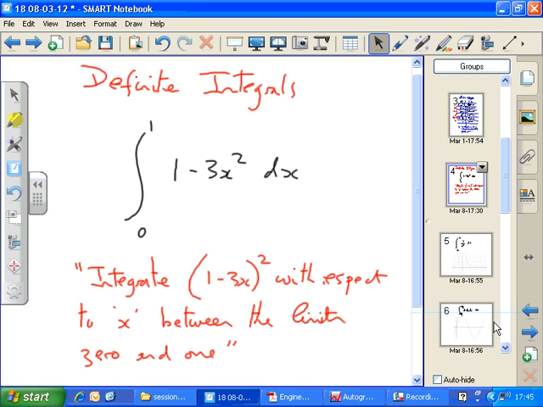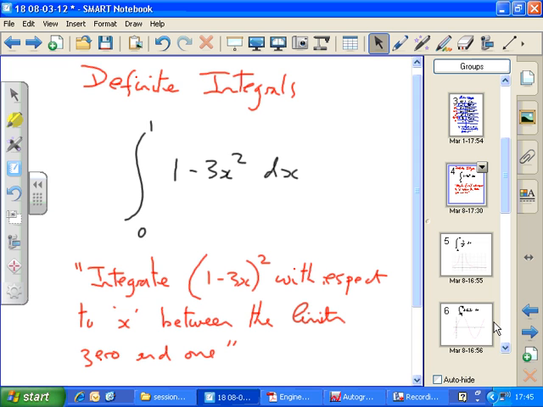Okay, so following on from last week where we were looking at basic integration methods and using that table of integrals, now we want to look at definite integrals. And the definite integral would be like this. For example, I'm integrating the function 1 minus 3x squared with respect to x between the limits 0 and 1. And that's how I'd write it notation-wise, putting the limits 0 and 1 on there. And this tells me the area under the curve between 0 and 1.